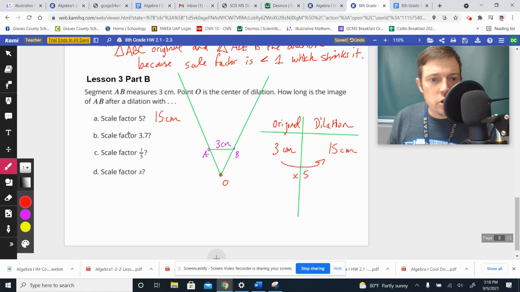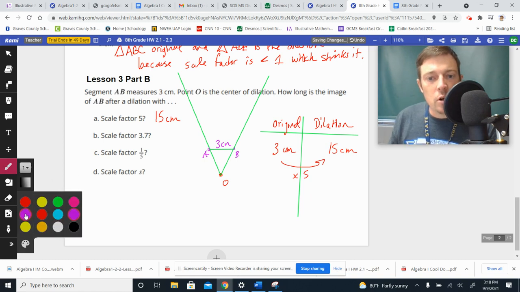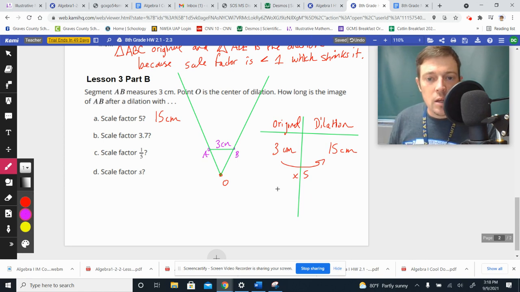Now, the thing is, you're changing the scale factor. So as you go, you are changing your constant of proportionality. So when you have a 3.7 centimeter original, you're going to multiply it. I'm sorry, let me take that back. That's not right. Your original is going to stay the same. It's going to be 3 centimeters, sorry. But your scale factor is changing from 5 to 3.7. So you're multiplying it by a different number. And 3 times 3 is 9, and 3 times 0.7 is 2.1. So it'll be 9 plus 2.1, which is 11.1 centimeters whenever you multiply it here.